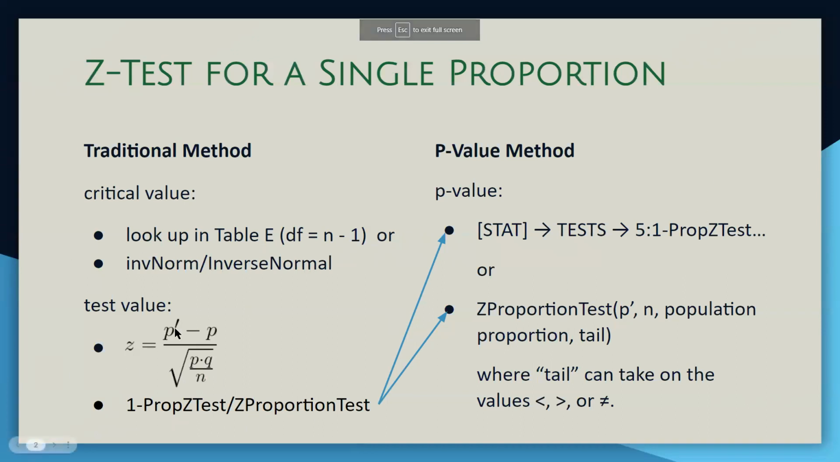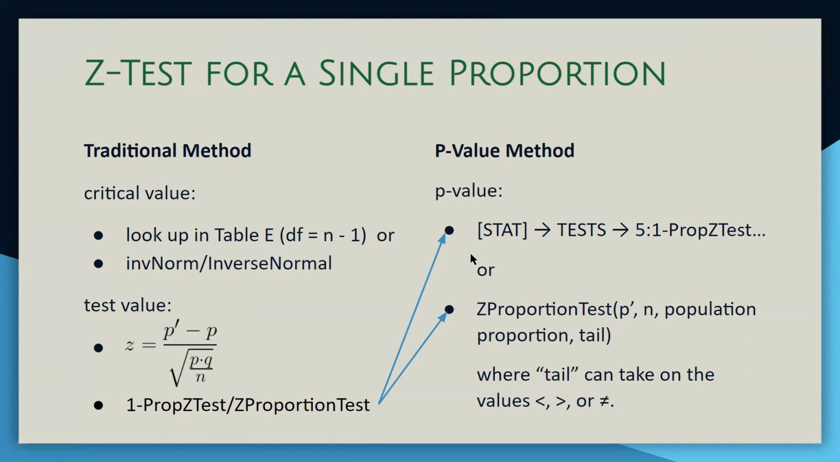And the test value is the z-score formula for proportion. So this is something else that we saw when we were looking at confidence intervals last week. If you don't want to calculate the test value by hand, there are function calls in the TI-84 and GeoGebra to find that value. Those are the same function calls we're going to use for the p-value method.